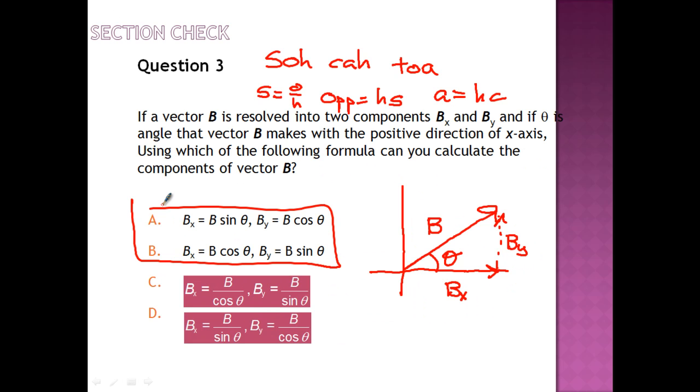Can I use A? B sine theta, B cosine theta, By. Oh, no, it's backwards. I'm sorry. B cosine theta gives us the adjacent. This is the adjacent. B sine theta gives us the opposite. So it's just this guy. Sorry, it's Friday. Long day. So just part B.